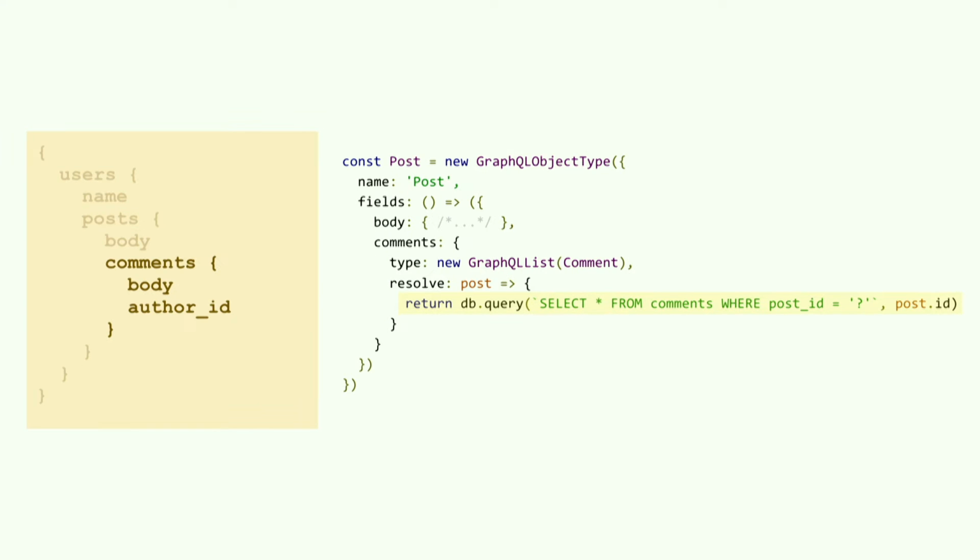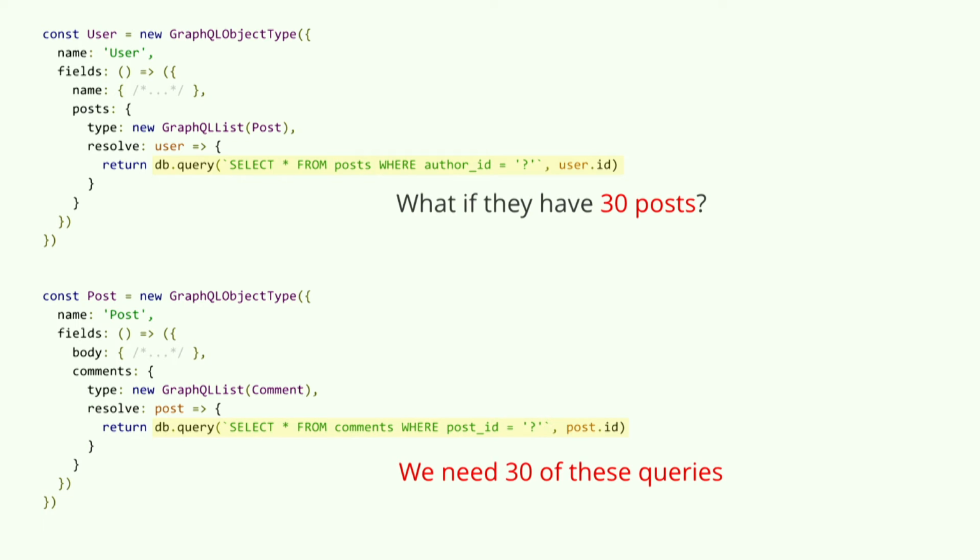So we could resolve our post field by doing one SQL query for all the posts. And then each post could resolve its comments by doing one SQL query for all the comments. But what if this user has 30 posts? That means running this resolver 30 times, one SQL query each, which adds up to 31 SQL queries to resolve each user. So it looks like we're running into a round trip problem again.